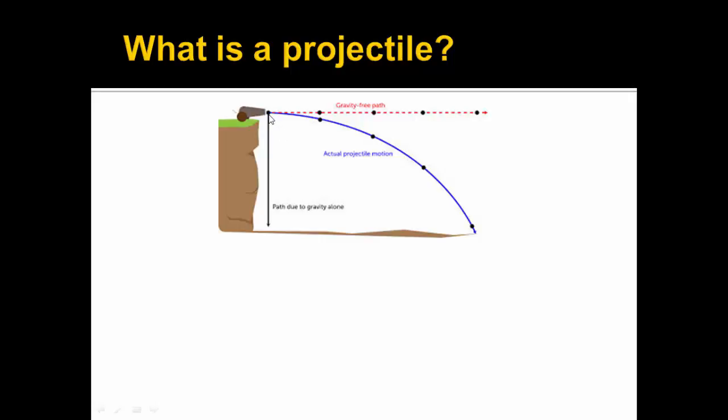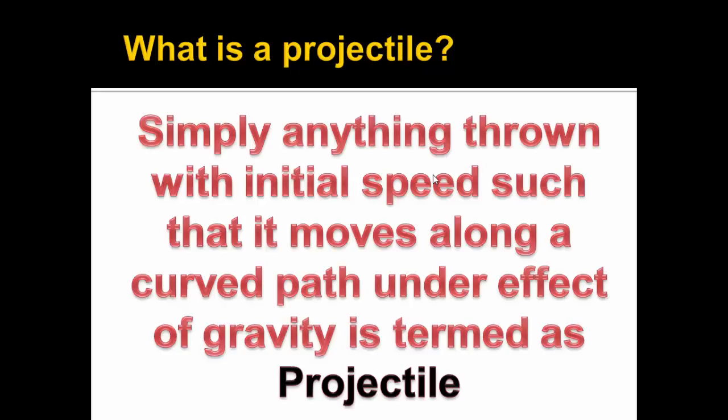When this cannon is fired, the cannonball moves along this curved path. If there was no gravity, the cannonball would have moved in a straight line, and if there was no initial velocity, it would have directly fallen vertically downwards. Since there is some initial velocity and gravity is actually working, this will be the actual path of the projectile. So we can define a projectile as anything thrown with initial speed such that it moves along a curved path under the effect of gravity.